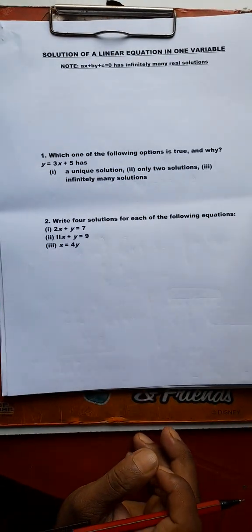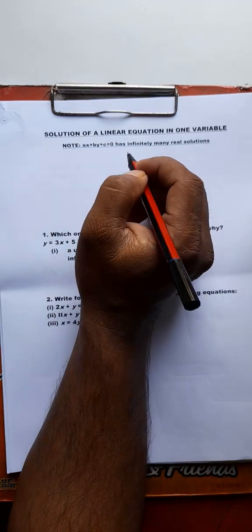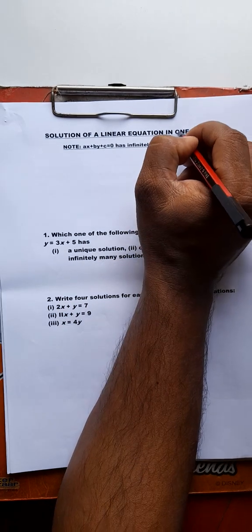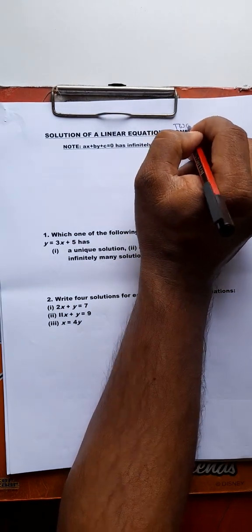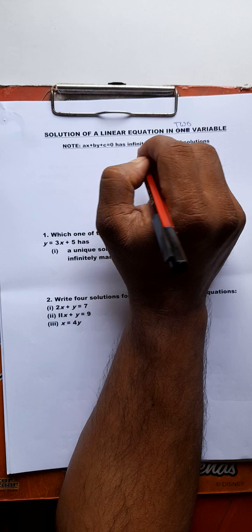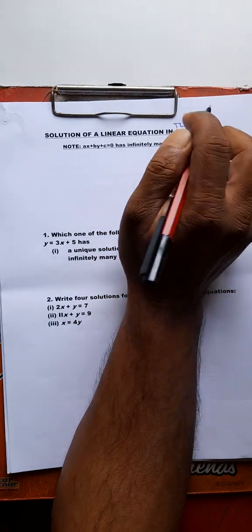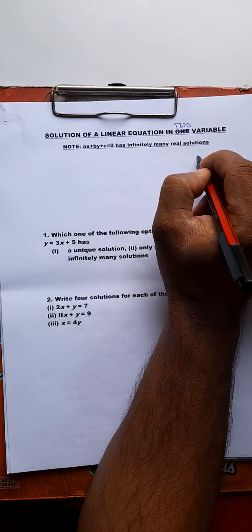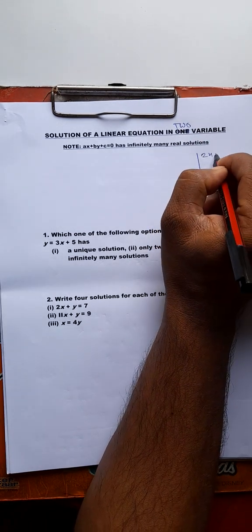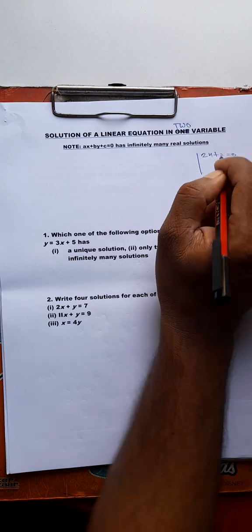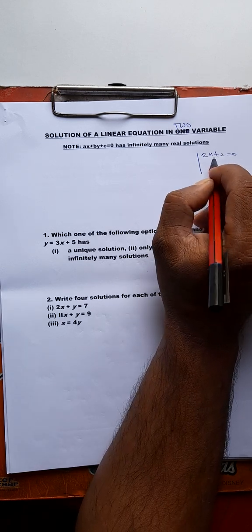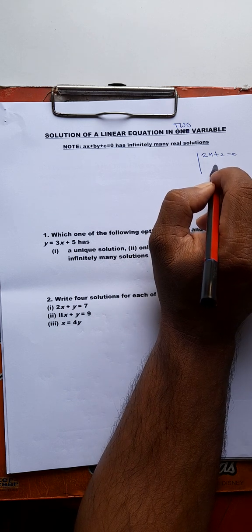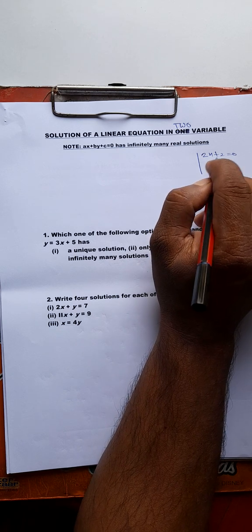Now let's discuss solution of linear equations in two variables. Earlier we discussed solution of a linear equation in one variable. Say for example, twice x plus 2 equal to 0. This is a linear equation in one variable. The value of the variable x for which the left hand side and right hand side are the same is called the solution of this equation.